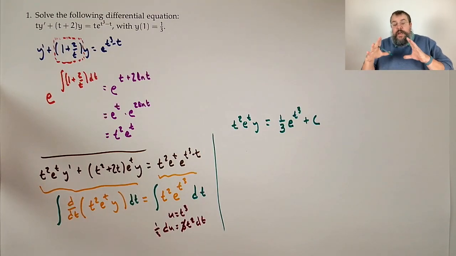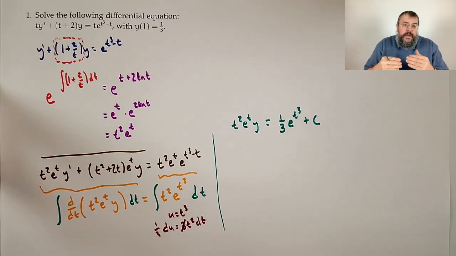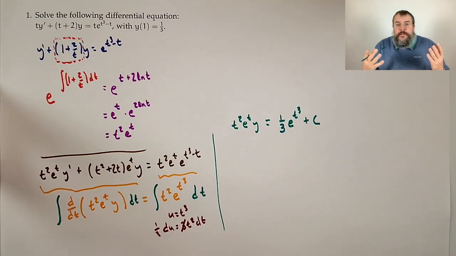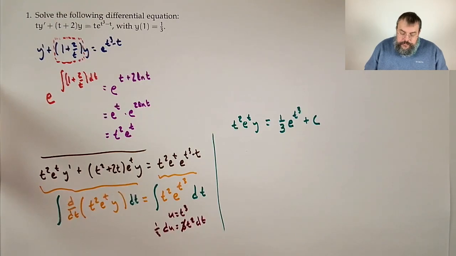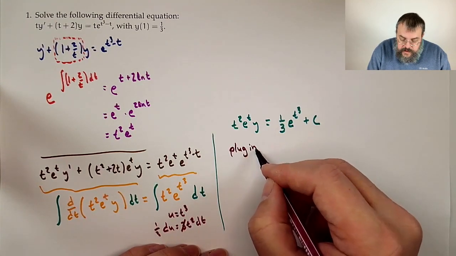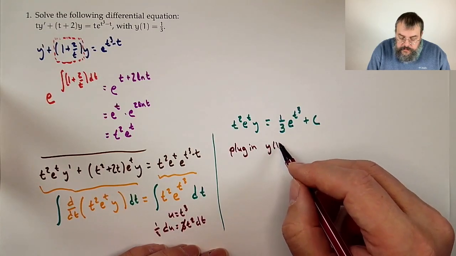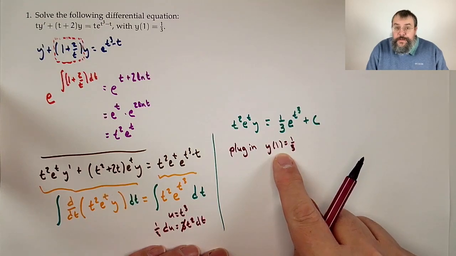Now, we have to do two things. We need to solve for y and need to solve for c. And you can do those in either order. In this case, it seems pretty straightforward to plug our initial conditions in and help us solve for c. So, all right, if we plug in our y of 1 equals 1/3, well, that says everywhere you see a t, put a 1.